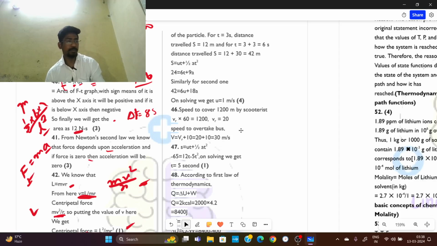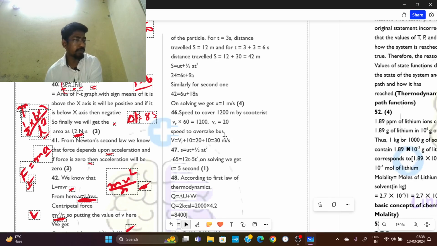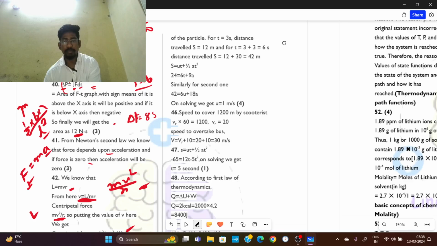For question number 45, a particle starts with a certain initial velocity, that means there is some u. It covers a distance of 12 meters in the first 3 seconds and 30 meters in the next 3 seconds. You have to calculate the value of the initial velocity u. So there are two parts.